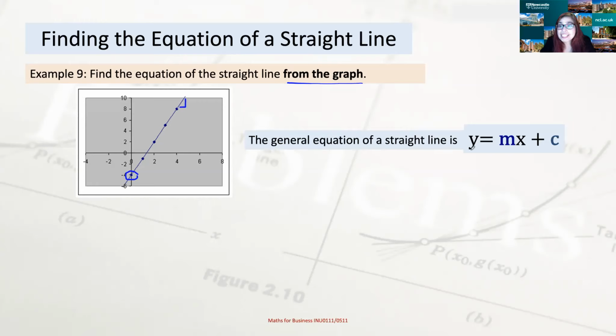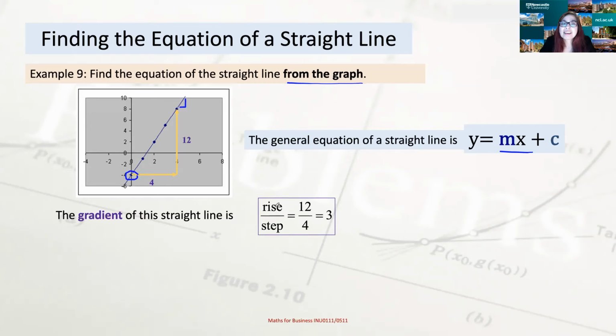The general equation of a straight line is y is equal to mx plus c. We all know that. We have been seeing that. Now let's find the slope. For easy convenience, I'm taking a step, a large step, yeah? So 4 units, and then I just extend this line where it touches the y-axis, I get 12 units. So what is the rise? Rise is 12, step is 4. So 12 divided by 4 will give me the gradient of the line, m. So let's do it. So gradient of the straight line is rise divided by step, 12 divided by 4 is equal to 3. In the exam, please give the steps because the steps carry marks.